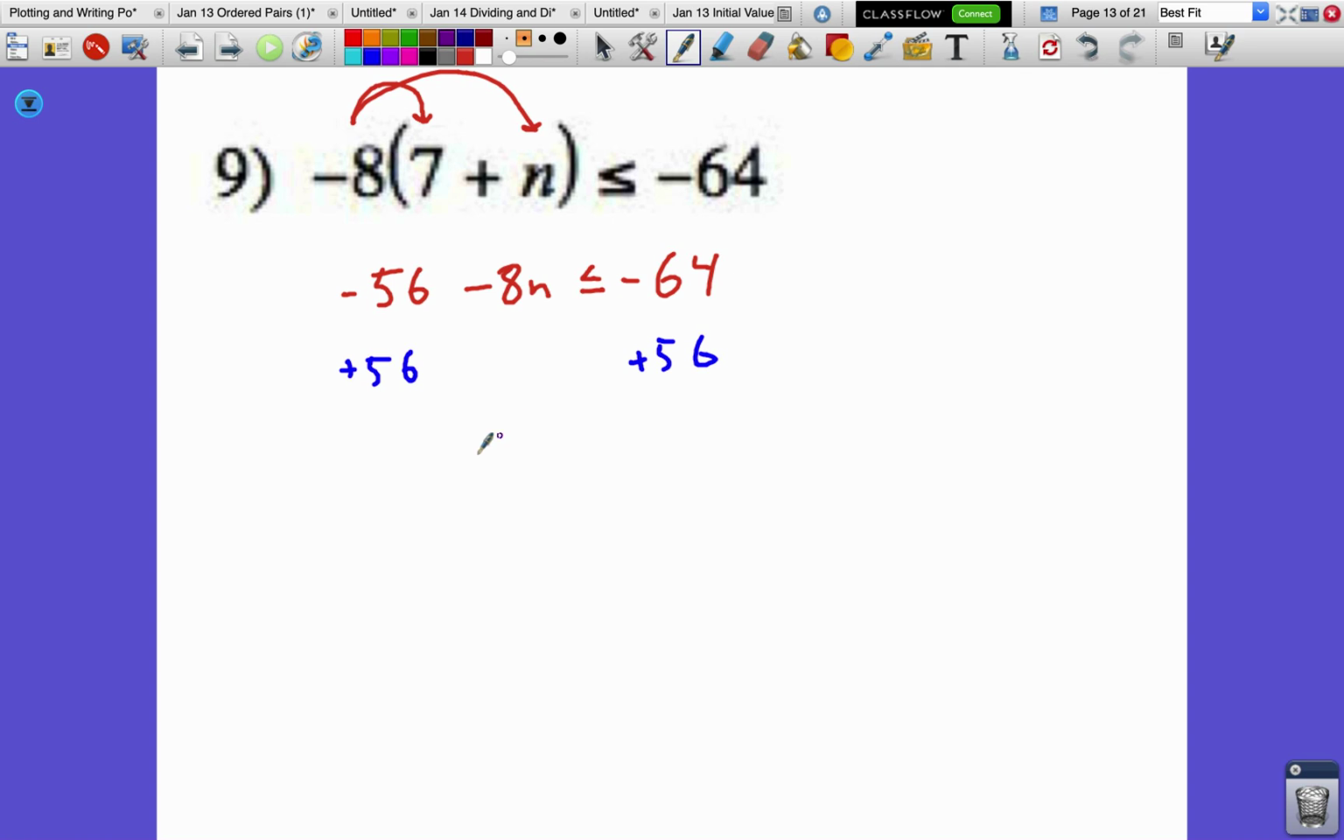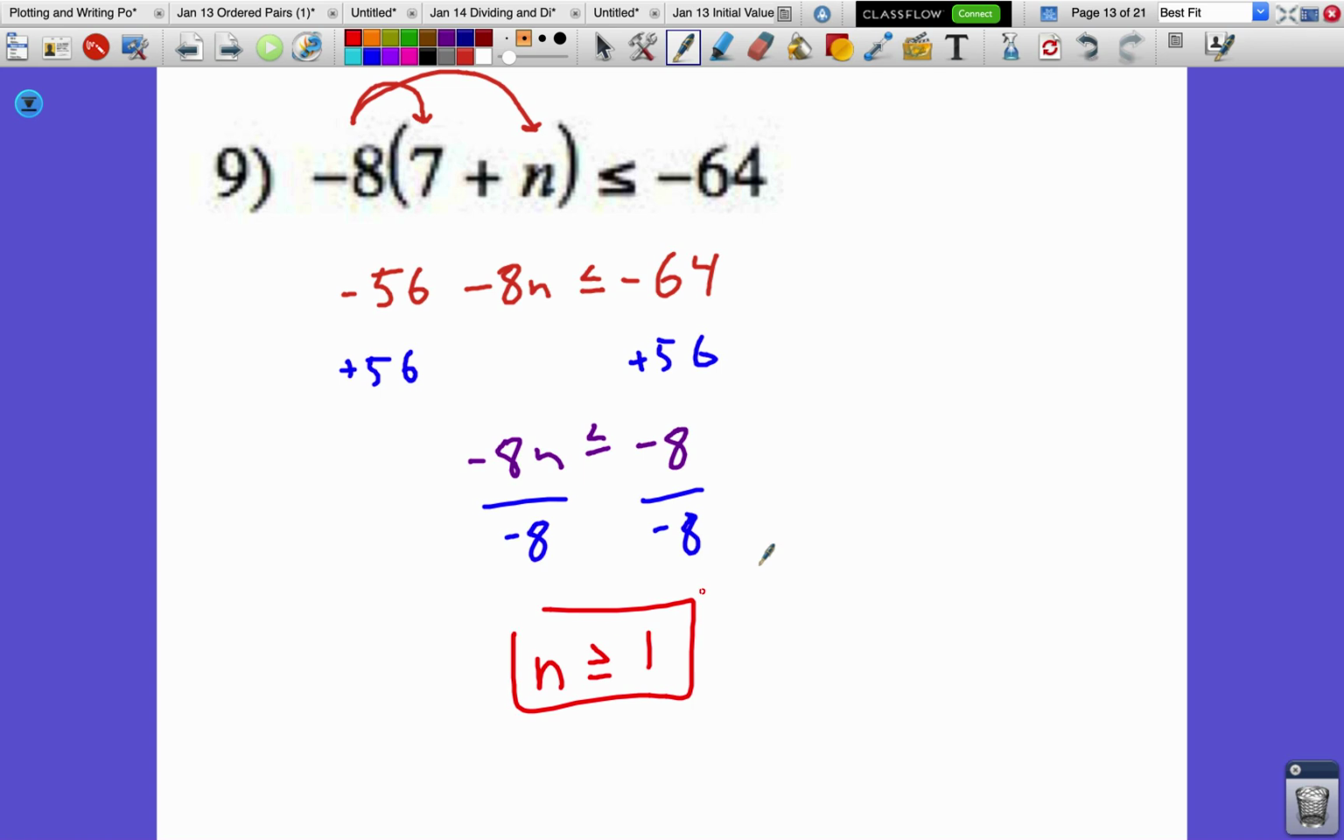I get -8n is less than or equal to -8. Here I have to divide both sides by -8, and that activates that special rule. I just divided by a negative, so my inequality flips from a less than or equal to a greater than or equal to. I've got a 1 on this side. So there's my algebraic solution.